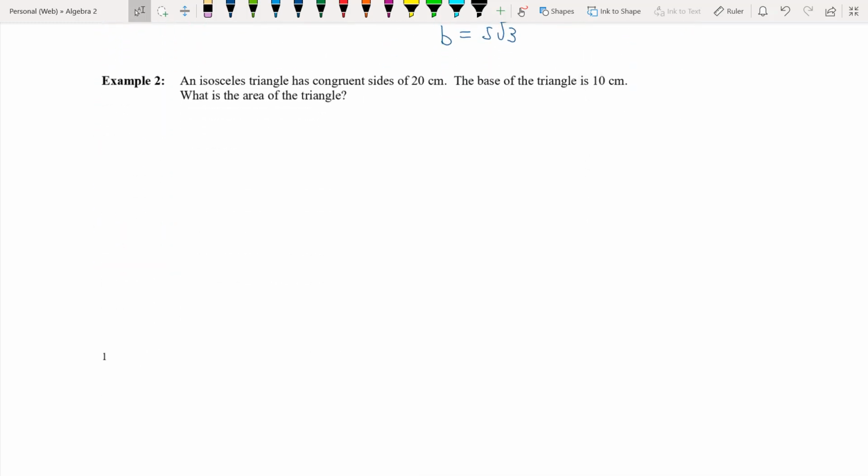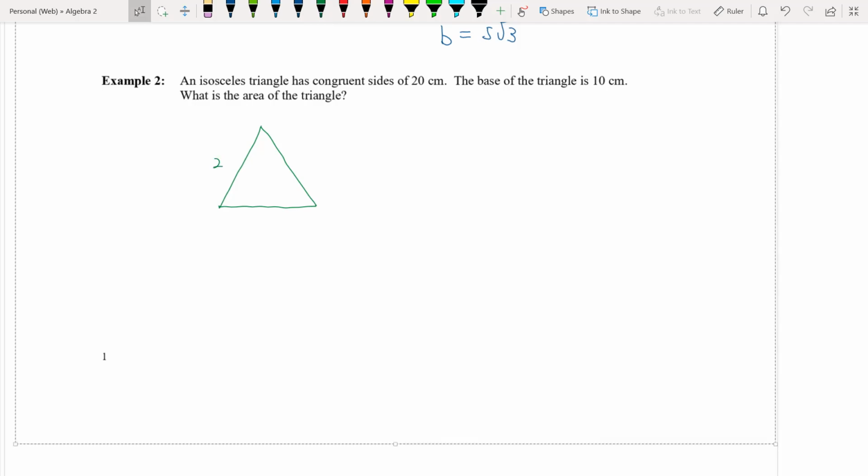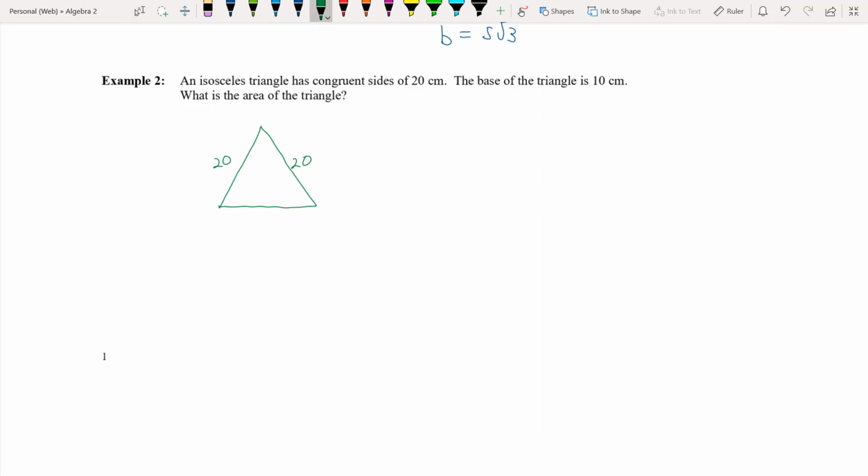Alright, so our next one here says an isosceles triangle has congruent sides of 20 centimeters. So isosceles means that you have two sides the same. So let's see what we got here. I'm going to draw a little isosceles triangle. Alright, here's my two sides that are the same. This is 20 and 20. It says the base of the triangle is 10 centimeters. And the question states, what is the area of the triangle?